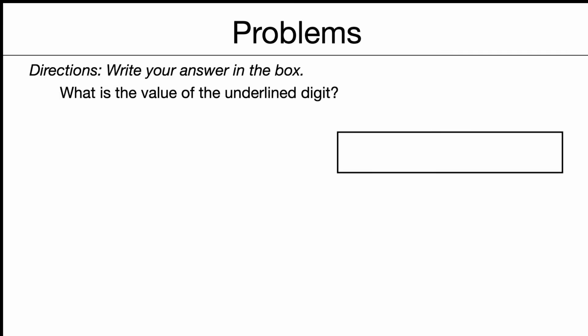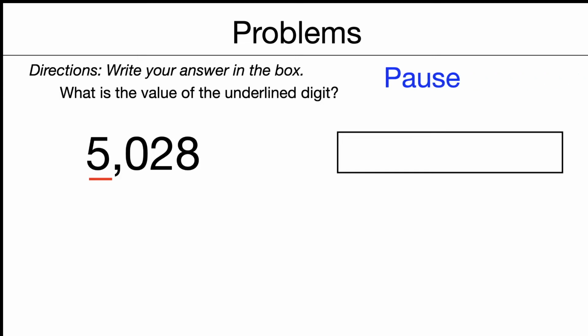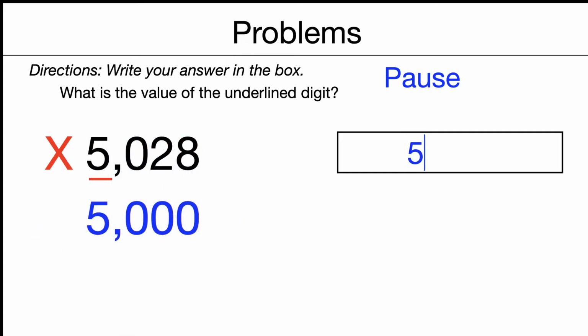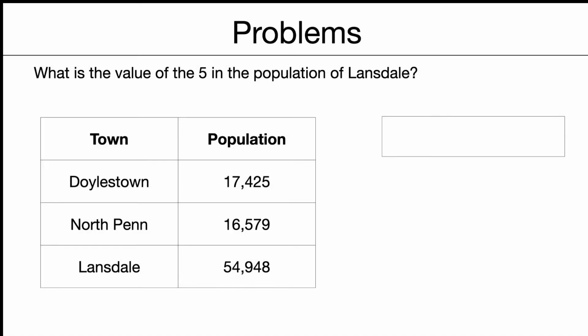That would be B. Directions, write your answer in the box. What is the value of the underlined digit? So there's our number. Let's underline it and pause if you like. Okay, well that's easy. We're going to keep the 5 and turn everything into zeros. There's nothing to the left this time, so our answer is 5,000.